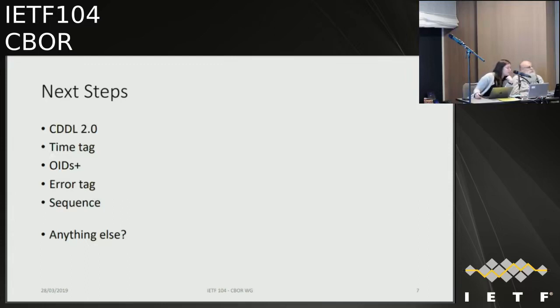And now for next steps. We have listed here some documents that are now on the back burner, and we should be considering them for rechartering discussion. I just noticed there are 2 new ones. There is this tag for coordinate reference system that was submitted 3 days ago, and then Jim's CMS content types for Cbor as well.